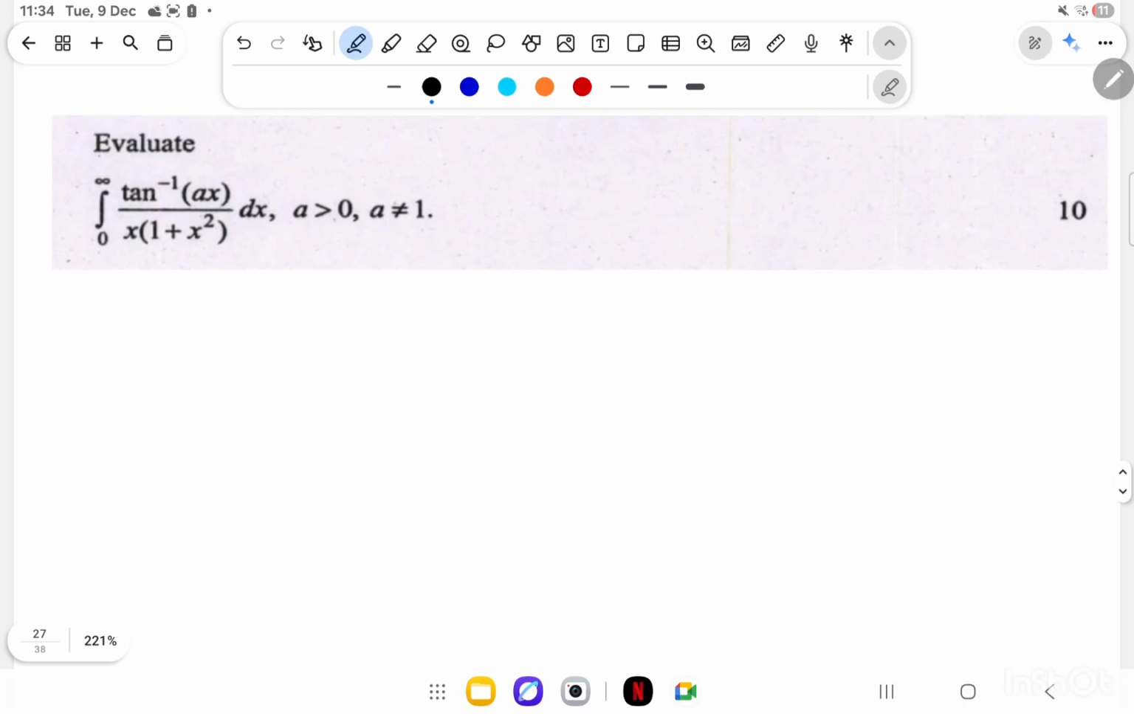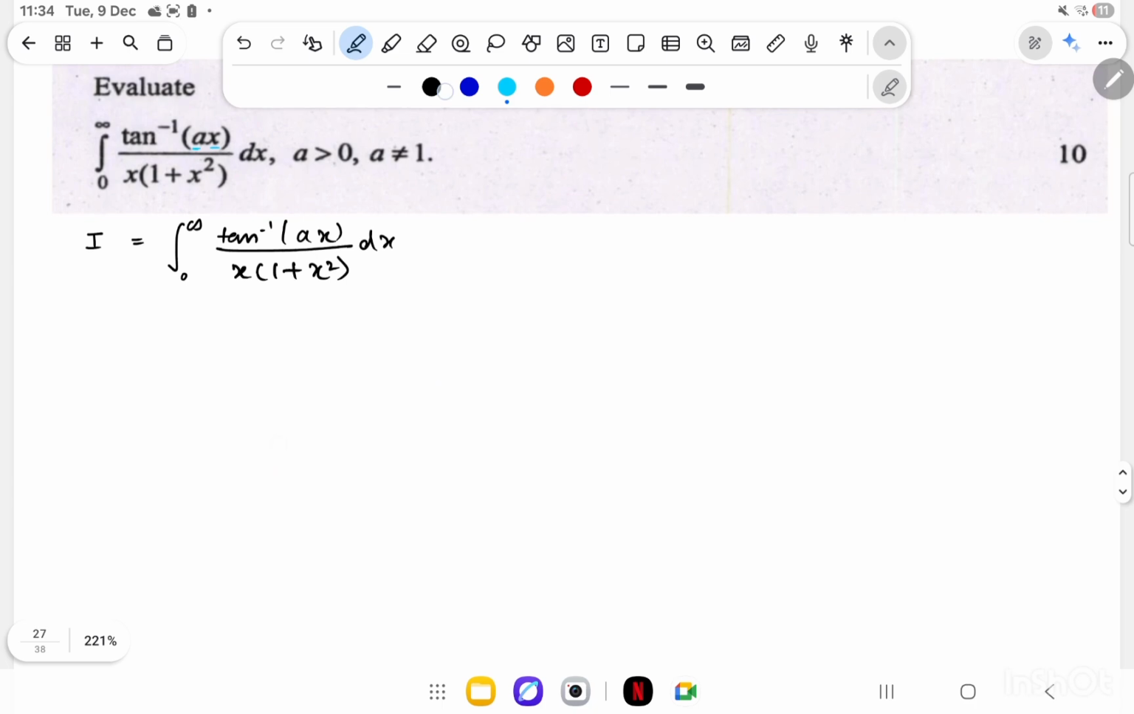Now let's see how we can use it in different questions that were asked. So the question 1 is, we are supposed to evaluate this integration, let's name it as I for time being. Integration from 0 to infinity tan inverse ax divided by x times 1 plus x square dx. Now if you see that it is dependent on basically two things. One is a and x. So let's just differentiate it with respect to a.